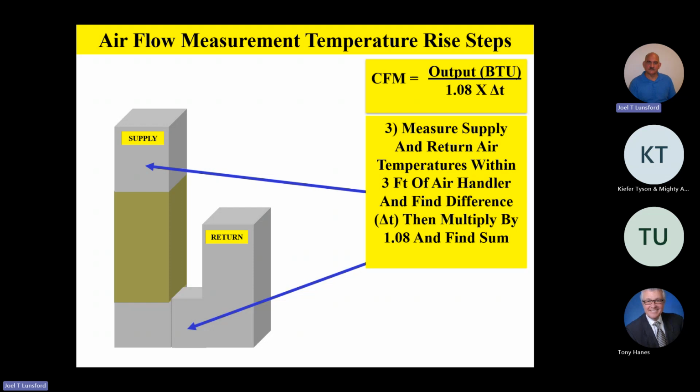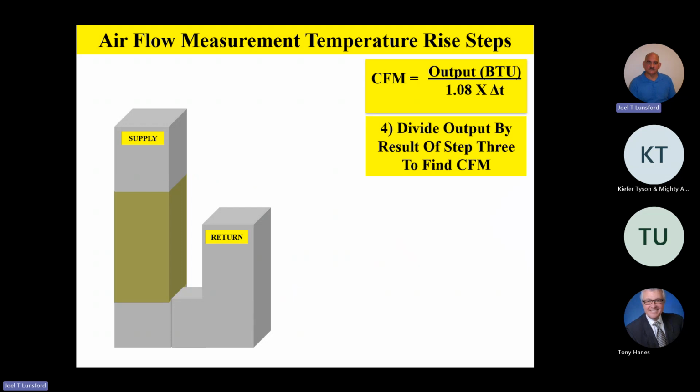You find the difference between those two temperatures and then multiply it by 1.08 to plug into that formula. Then we divide the output that we found, volts times amps times 3.414, by that result from step number 3, and that gives us the CFM. Now, fellas, it takes a lot longer to talk about it than it does to actually do it. It's a pretty simple process. So let's go ahead and plug some numbers in. Take your calculator as we find airflow on the next couple examples with the temperature rise method.